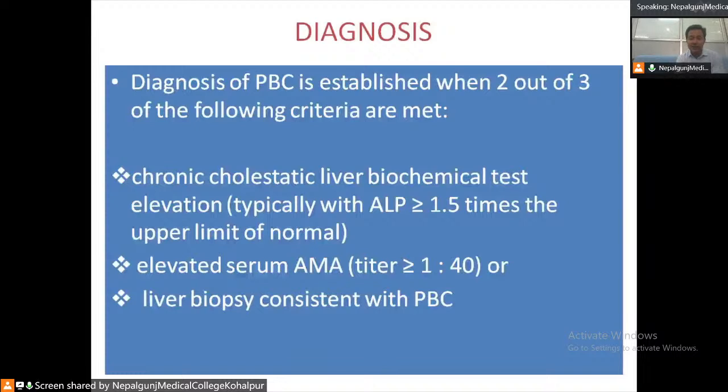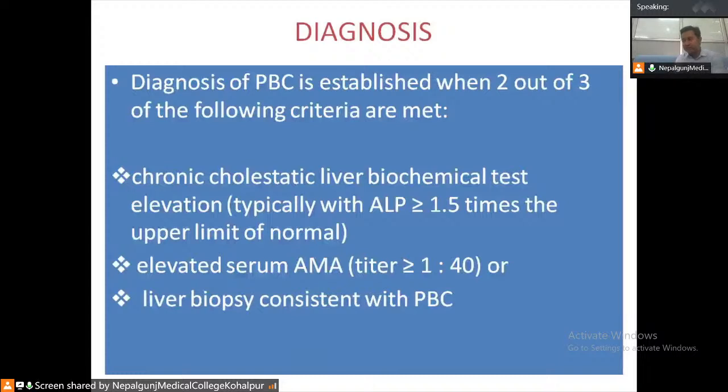The other very important one is the antibody, anti-mitochondrial antibody. It should be at least 1:40 or more, it may be higher also. And finally is the liver biopsy, which is very consistent with PBC. So among the 3 points, if 2 points are met, then you can diagnose PBC. Basically, we diagnose PBC on the background of clinical history and the presence of AMA and alkaline phosphatase. We hardly do a liver biopsy.